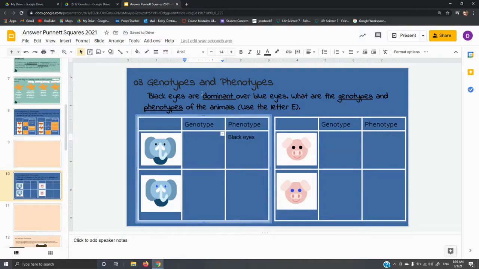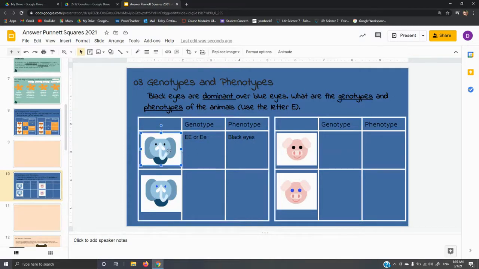If black eyes are dominant, that means that the capital E represents black eyes. So this organism, this elephant, has to have a capital E in its genotype. Now, you don't have too much information here, so your answer could be capital E, or you could have capital E, lowercase e. So your answer for the genotype can either be capital E, lowercase e. The phenotype, the physical appearance, is the black eyes.